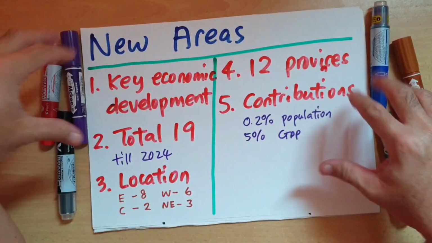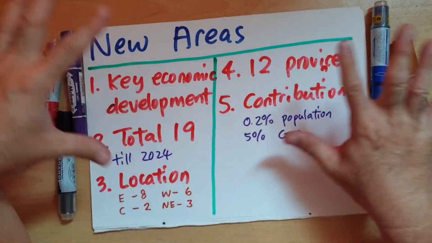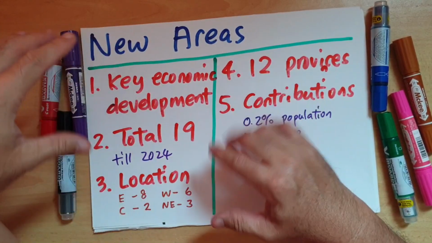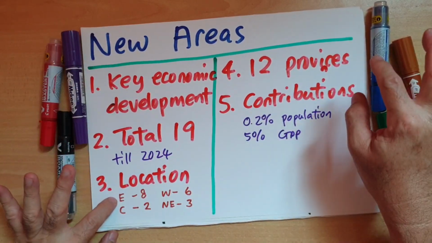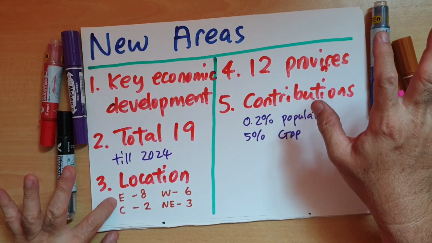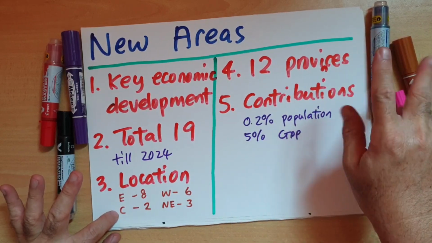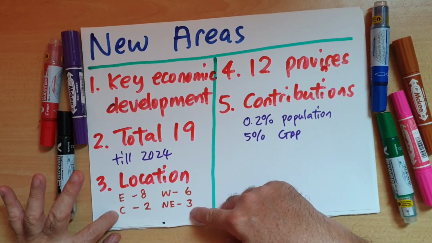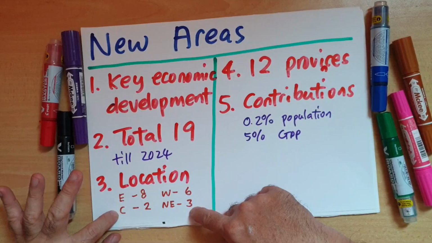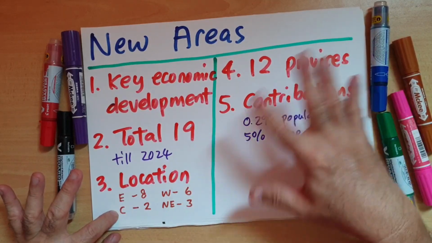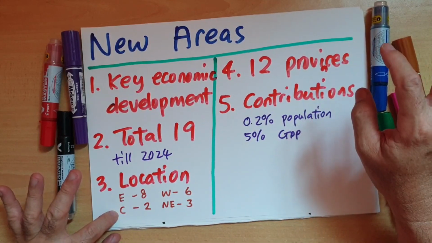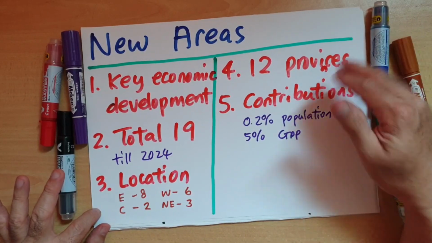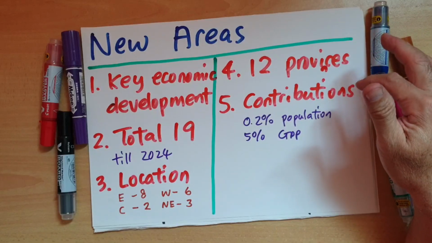Now, how about the location of these new areas, the Xinqu? Actually, the Chinese government has spread them out all over China. In the eastern part of China, there are 8 new areas. Central part, there are 2. Western part, there are 6 of them. And in the northeast side of China, there are 3. So all these 19 new areas are located in 12 provinces out of the 34 provinces of China.